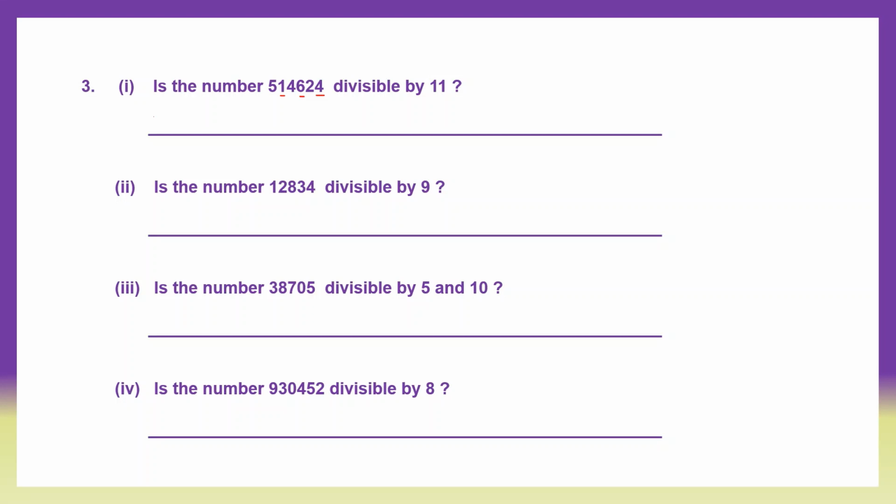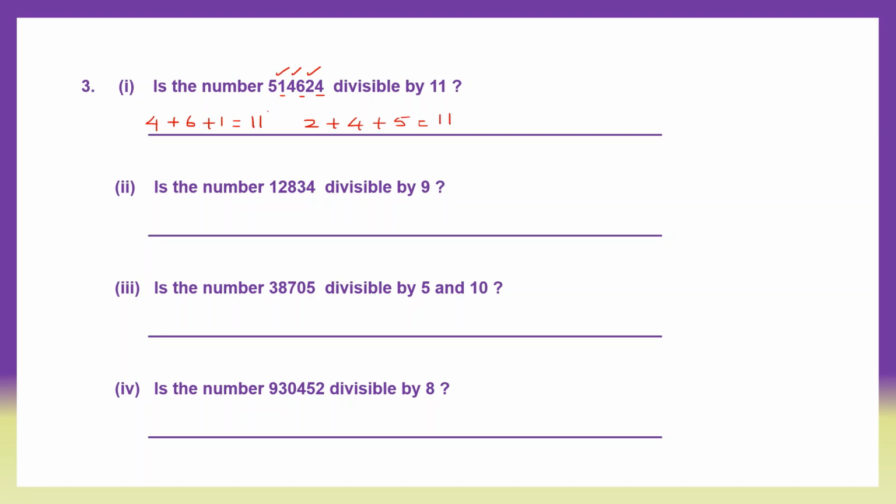So we have to add it up. So 4 plus 6 plus 1. What do we get? We get 11. Now take the numbers in the even places from the right again. So these are the numbers 2, 4, and 5. So let's add up those. 2 plus 4 plus 5. So what do we get here? 2 plus 4 is 6, 6 plus 5 is 11.